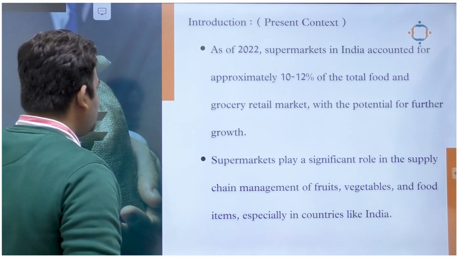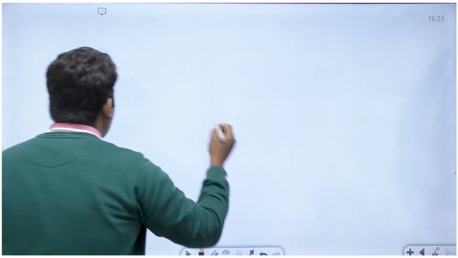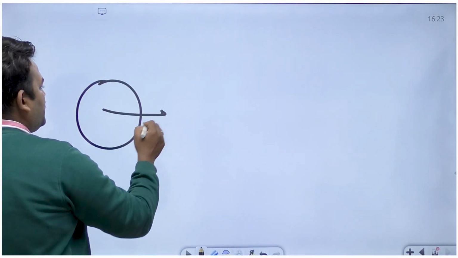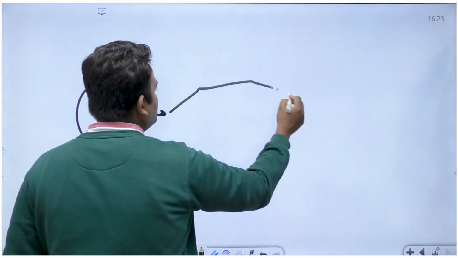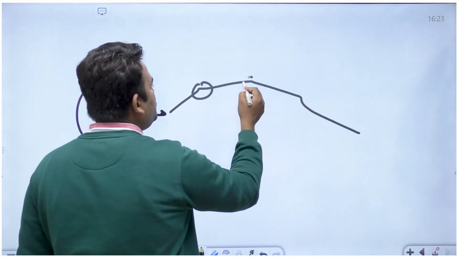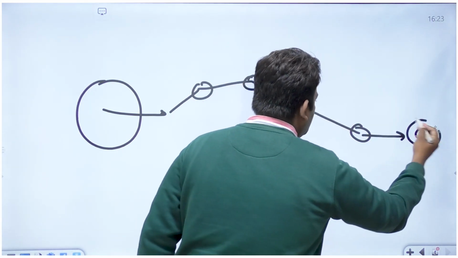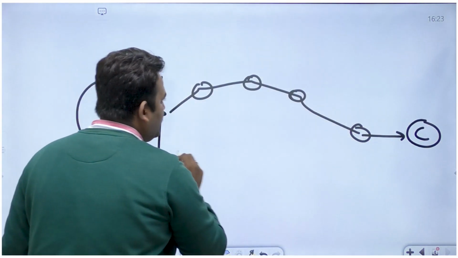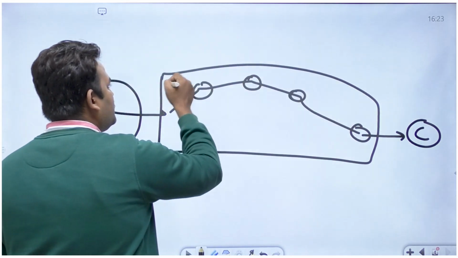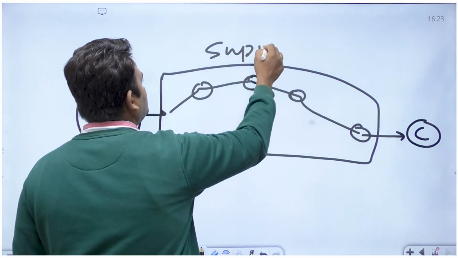Here in simple terms, let's say when a produce comes out of the farm gate, it goes through certain intermediaries, let's say 1, 2, 3, 4 intermediaries, and to the final consumer. Supermarket will work at this stage, right?